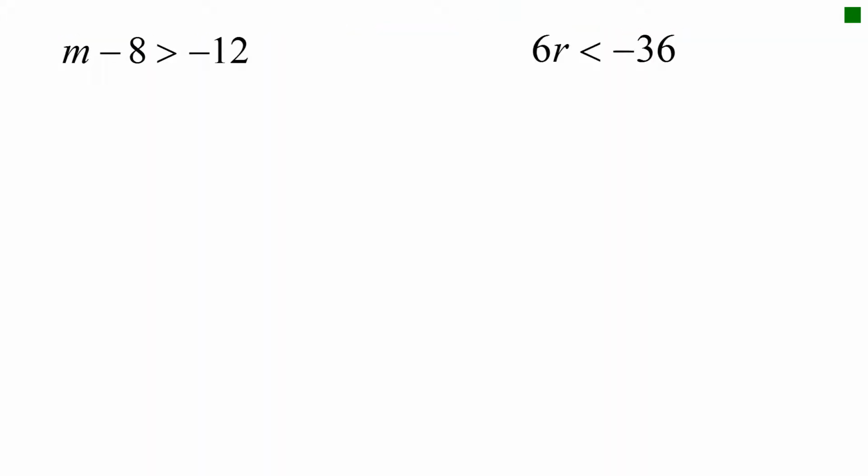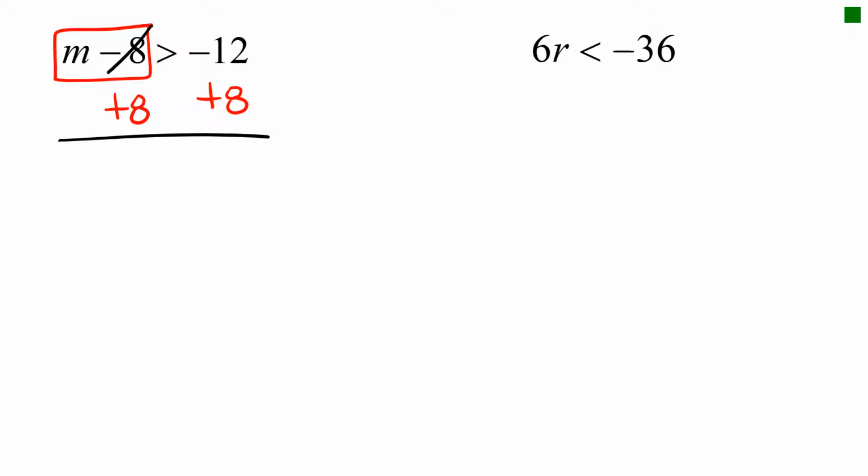When we are solving these, we're going to solve them just like in a regular equation. So when I look at the left-hand side, that's where my minus is. To get rid of a minus 8, I'm going to add 8 to both sides. Okay? Negative 8 and positive 8 cancel. M, bring down the symbol, is greater than negative 4.